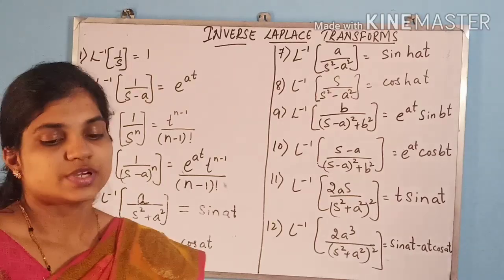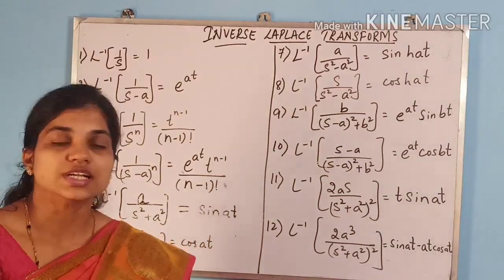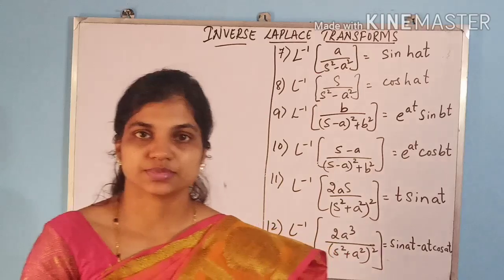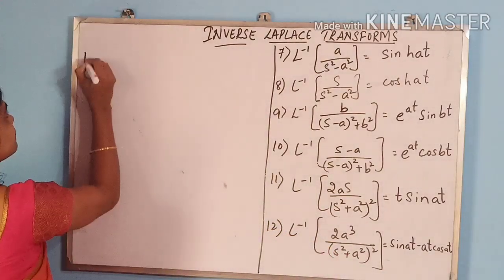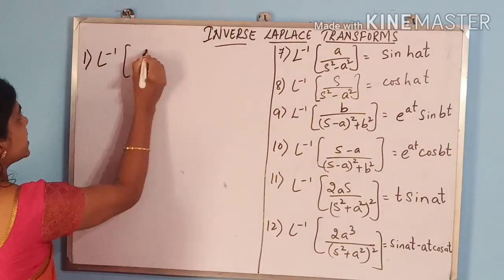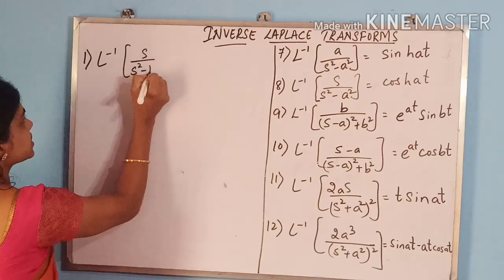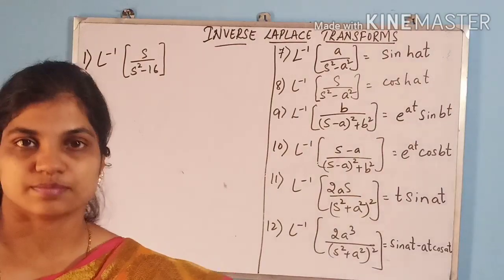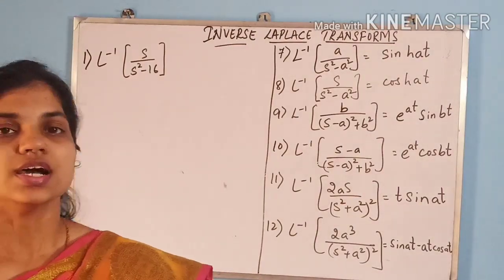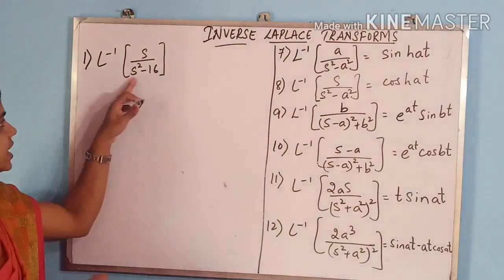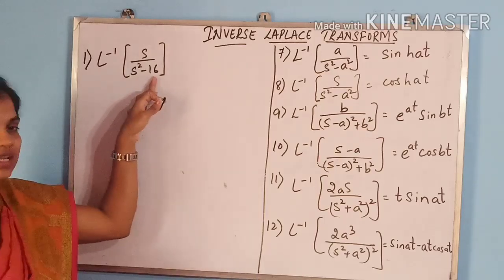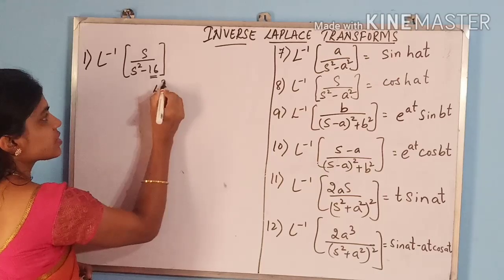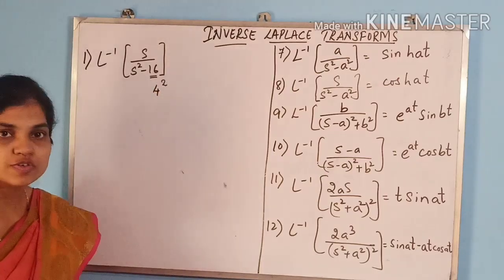Alright, now we are going to solve some examples on inverse Laplace transforms. The first example is Laplace inverse of s divided by s square minus 16. If you see, the 16 is a perfect square and that is nothing but 4 square.